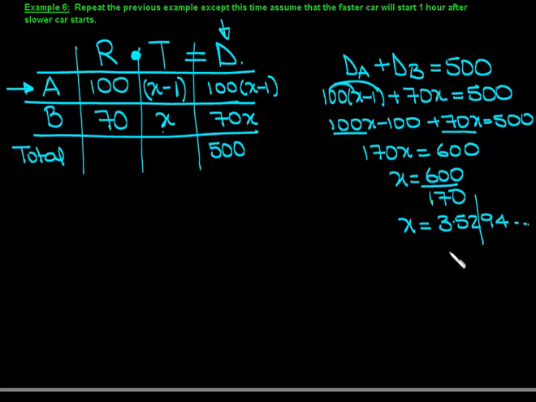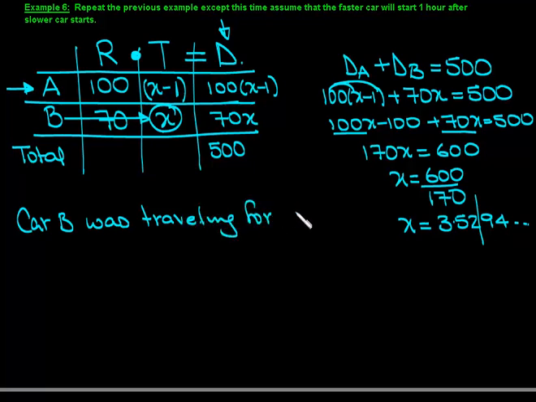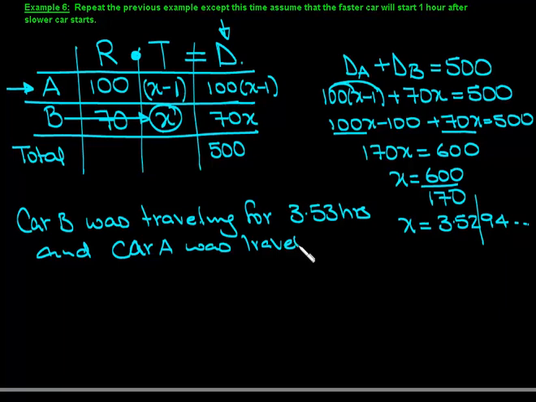Okay, so what does that tell me? What did we find x? Go back to your grid and see what x is. X is the time car B was traveling. So we can say car B was traveling for 3.53 hours, and car A was traveling for how many? Car A would be x minus 1, so it'll be this minus 1, so it'll be 2.53 hours. So there's your answer to that problem.